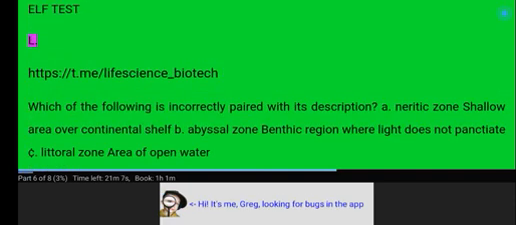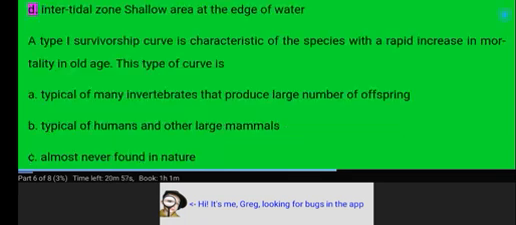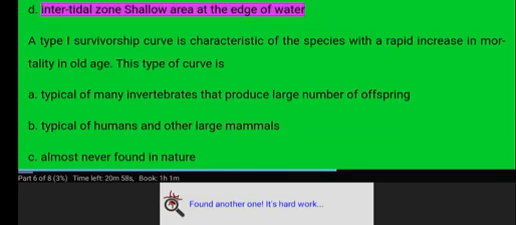Test. 1. Which of the following is incorrectly paired with its description? A. Neritic zone: shallow area over continental shelf. B. Abyssal zone: benthic region where light does not penetrate. C. Littoral zone: area of open water. D. Intertidal zone: shallow area at the edge of water.